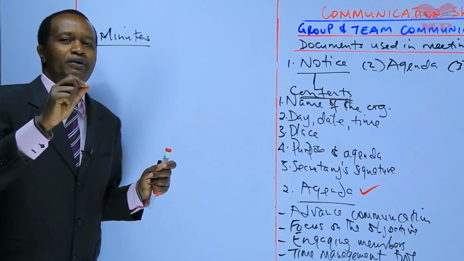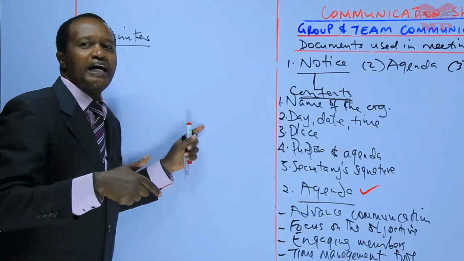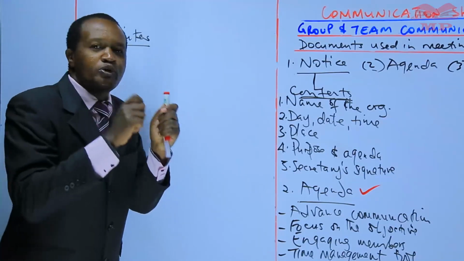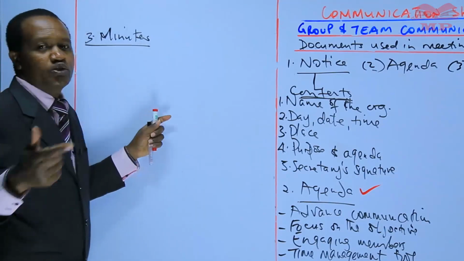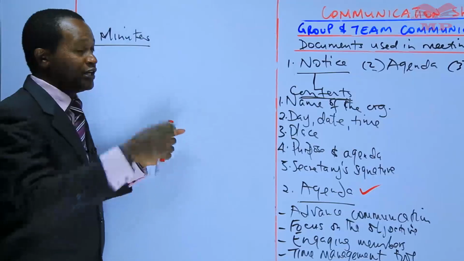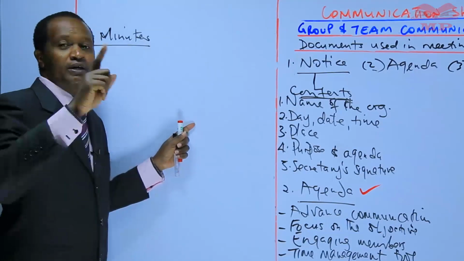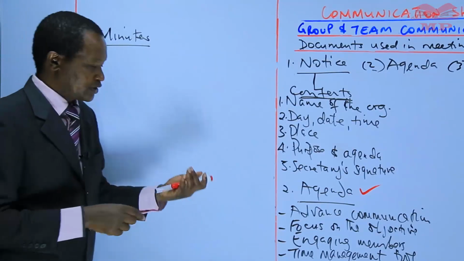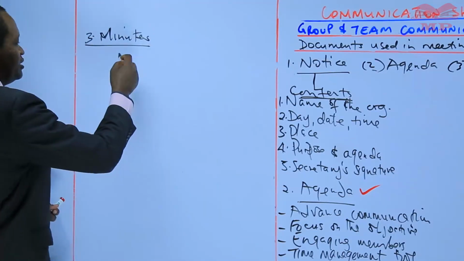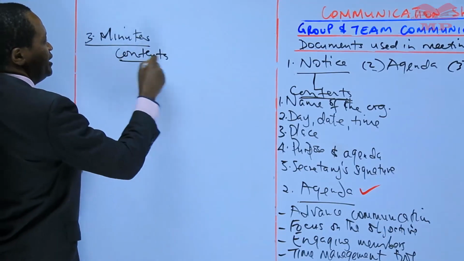And the minutes of companies, together with statutory bodies, are written in a formal style. Other organizations may write minutes in an informal style, but companies, registered companies, must write minutes in a formal style. And minutes must contain contents. Let's discuss briefly the contents of minutes.